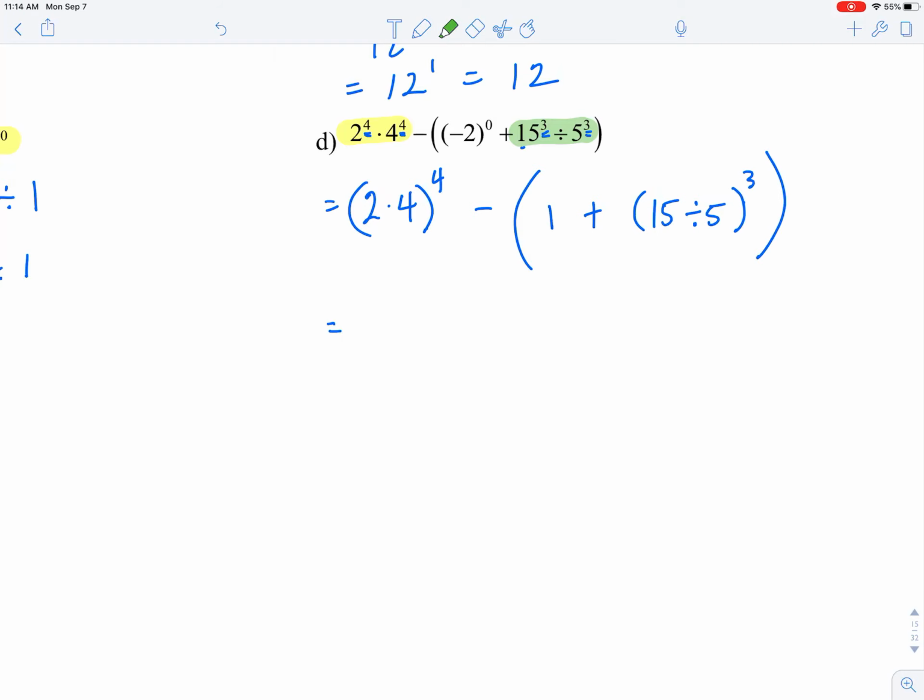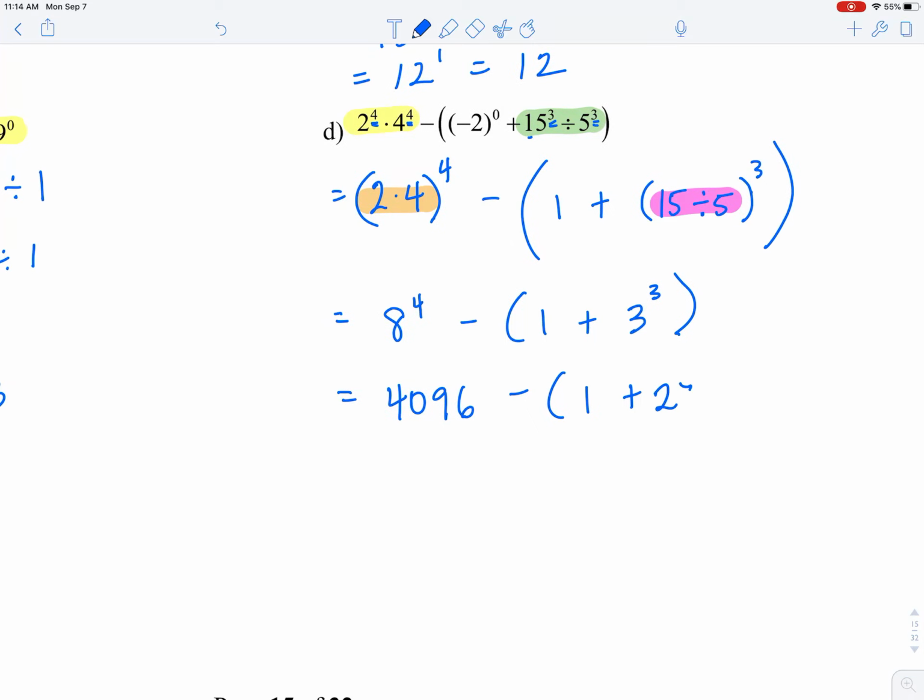So I'm now going to do new colors. I'm going to do that multiplication and that division. And when I do it, I get 8 to the 4 minus 1 plus 3 to the 3. So 8, actually I'm going to figure out what 8 to the 4 is on my calculator. It's a big number. It's 4096. 4096 minus bracket 1 plus 3 to the 3 is 27. So 4096 minus 28. And I used my calculator and I got 4068.